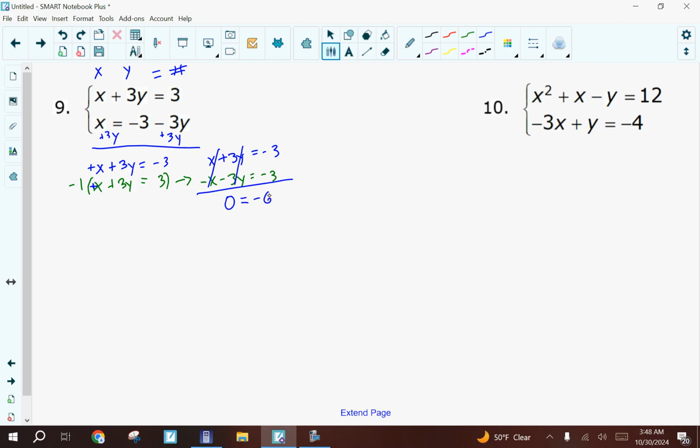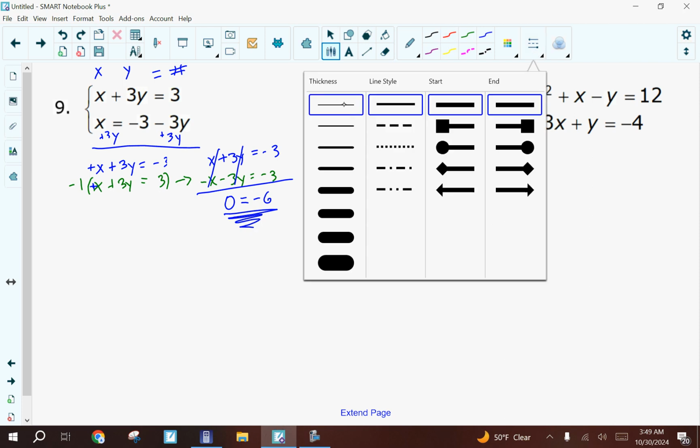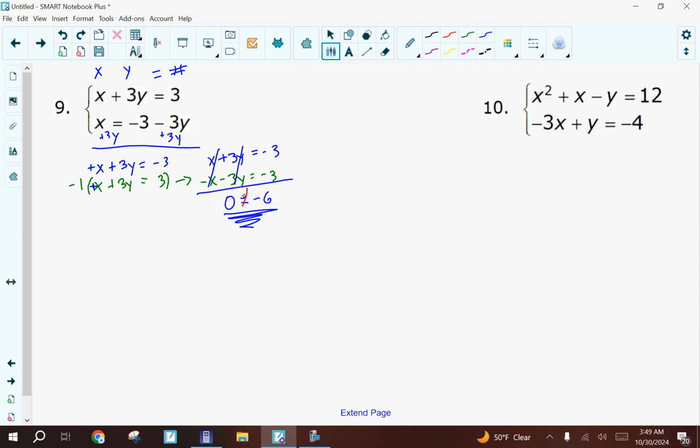So we have an issue. All the letters went away. If all the letters went away, there's one of two answers that you can write. And it depends on what's left. So if you look at what's left, that's clearly not true. 0 does not equal -6. So in this case, we would say there's no solution. That would be our answer.